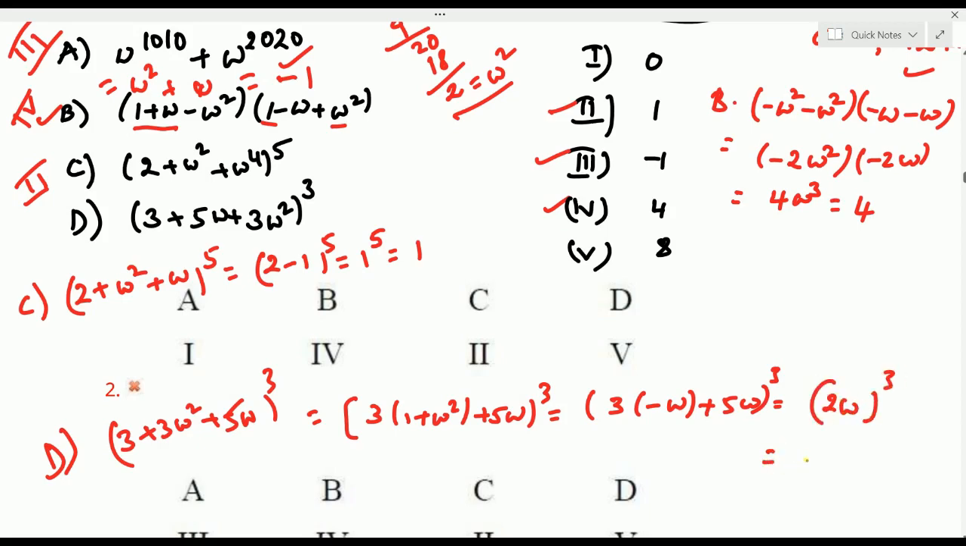2 omega whole cube means 2 cube, 8 into omega cube. Omega cube value is 1, so 8 into 1 is 8. Okay, 8 is the fifth point, right?